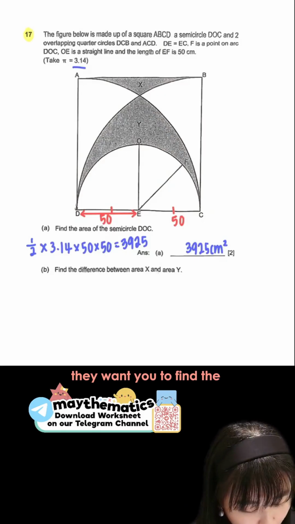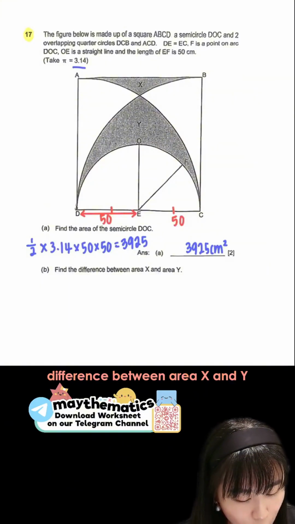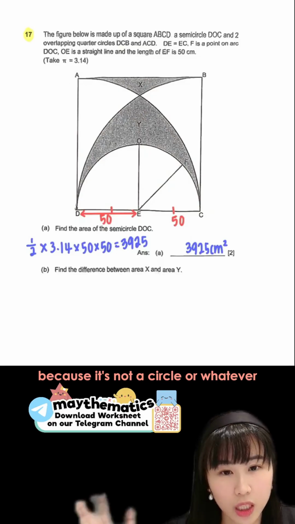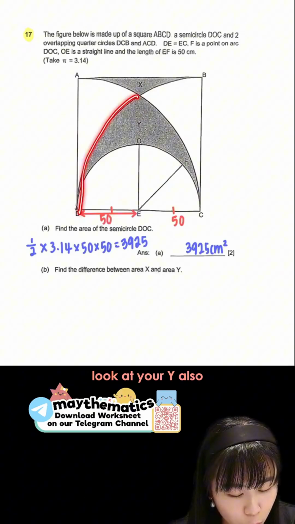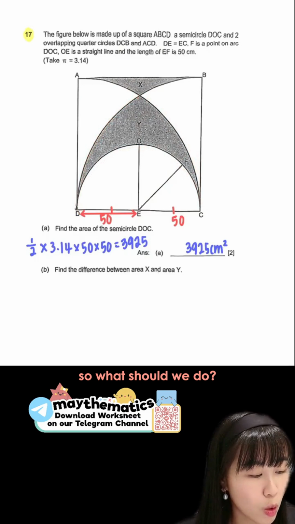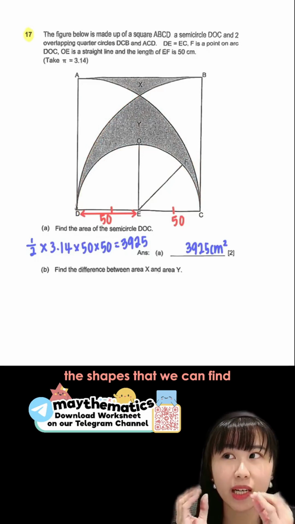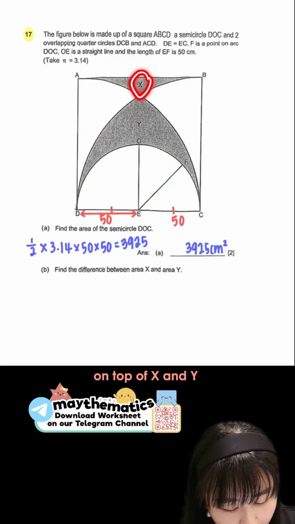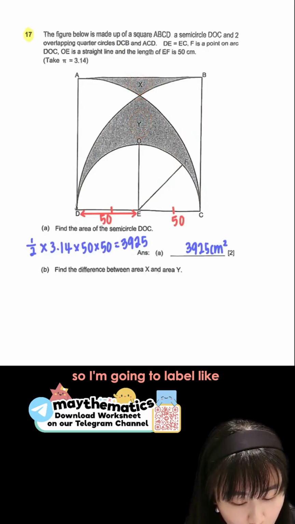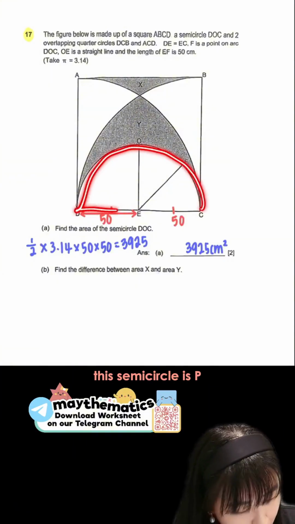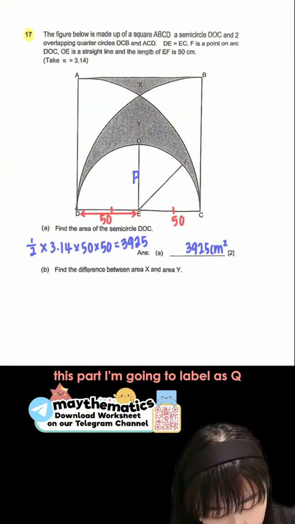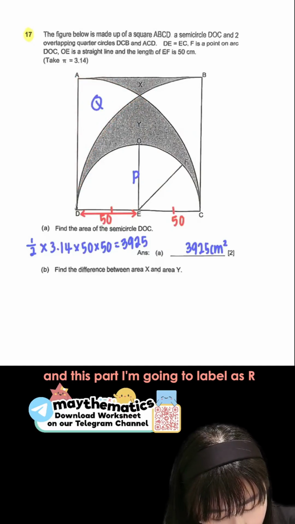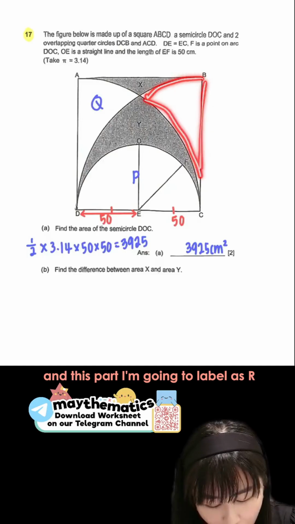Now, the hard part, they want you to find the difference between area X and Y. Your X is not a shape you can just find like that because it's not like a circle or whatever. It's an irregular shape. Look at your Y also. It's not a very nice shape also. So what should we do? We should try to find the shapes that we can find. What I'm going to do is label other alphabets on top of X and Y. I'm going to label this semicircle as P, this part as Q, and this part as R.